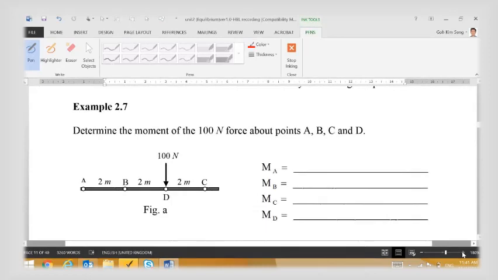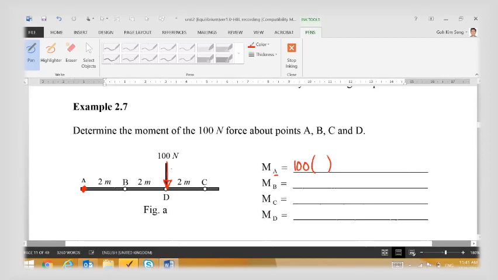In this example, we are finding the moment of the 100 Newton force about various points. This is the force. The first point we look at is A. The moment of the force about point A will be the force multiplied by a perpendicular distance.